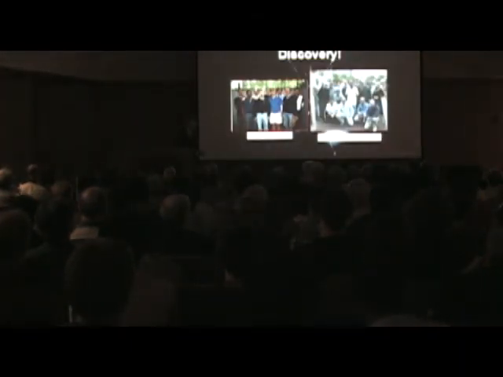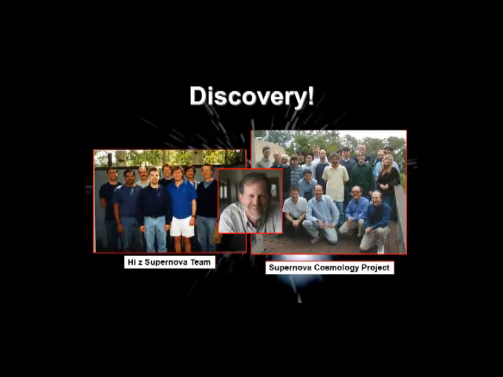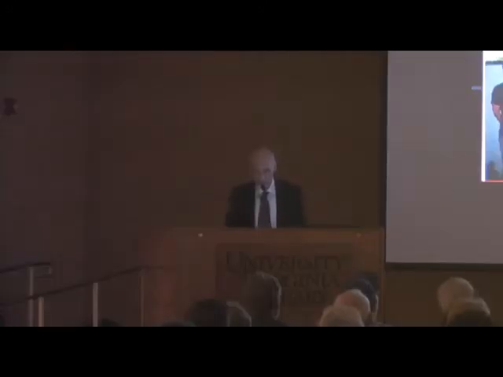Here are the two teams. One was led by Brian Schmidt. There they are in Aspen, Colorado. And the other team was led by Saul Perlmutter. And the person not shown here is the guy who figured out the supernova method, Mark Phillips. And so two teams made this discovery. And it was a very exciting discovery.